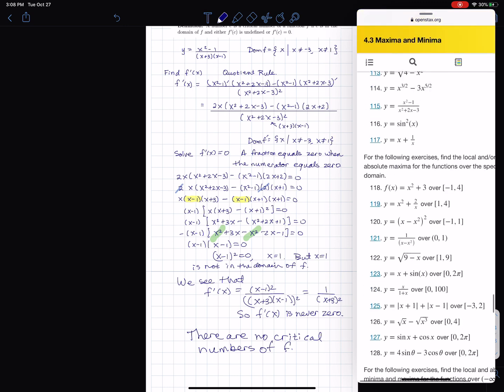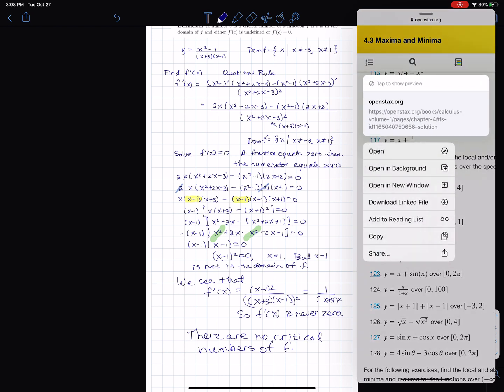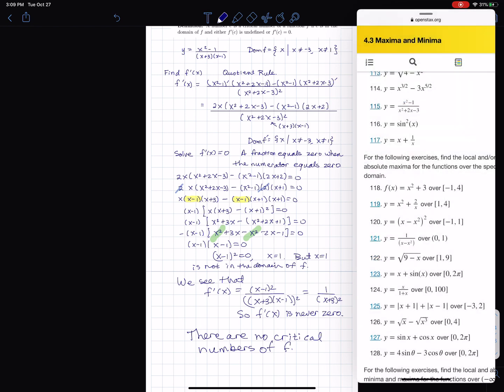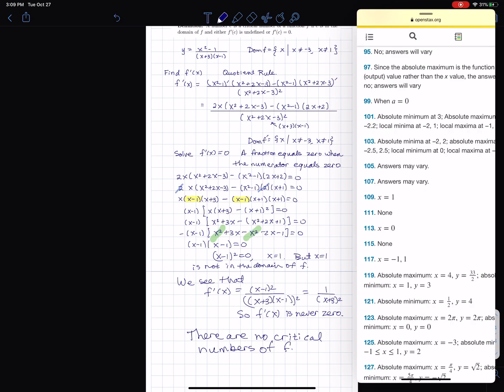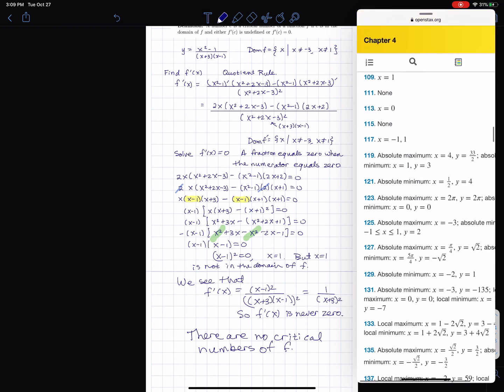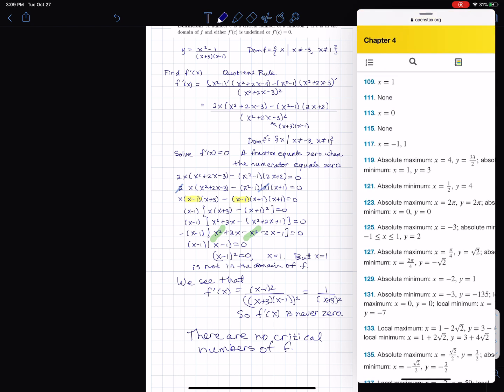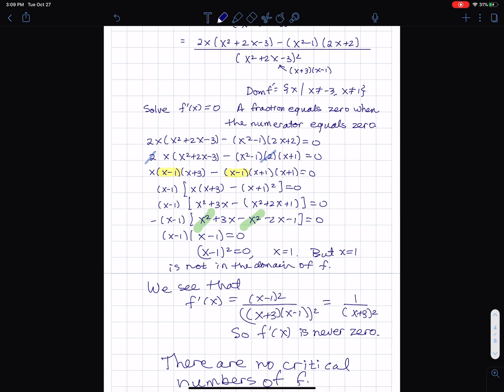Apparently, no, that didn't seem to do that. I click it again. Technology, what the heck? That's supposed to give me the answer down there. So I get to 115, none. All right, so at least I have the same answer as OpenStax, but wow, that was something.